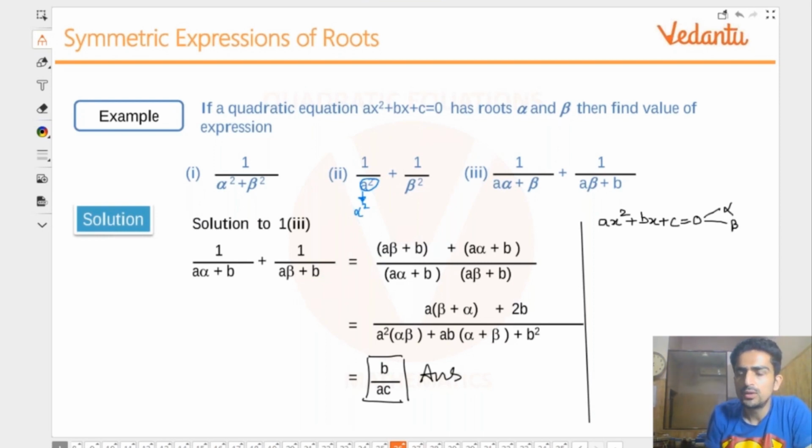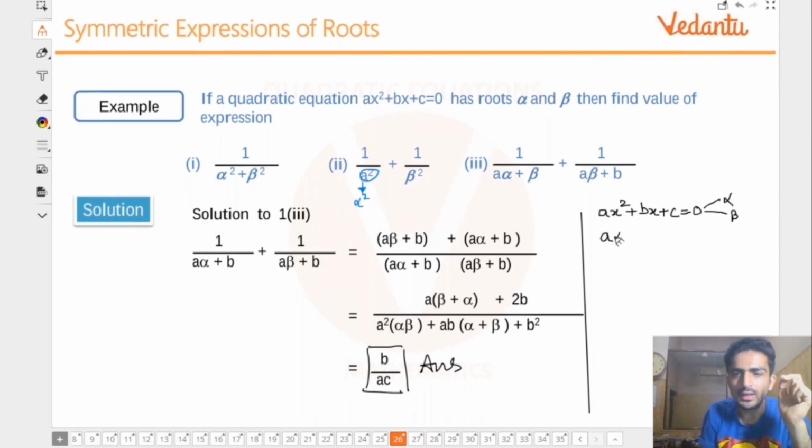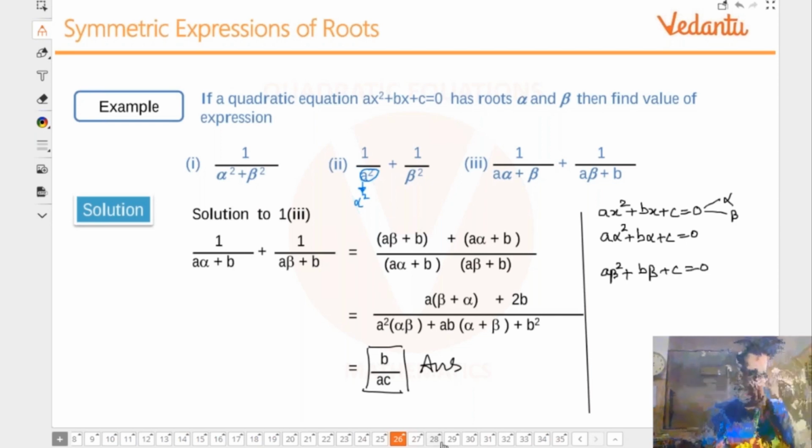Right? Now if alpha is root, clearly I can say a alpha square plus b alpha plus c is 0. And beta is root, I can say a beta square plus b beta plus c is 0. Root satisfies the equation. This is a very important point. In some questions it will be so strongly used. I'll give you one example right after this example where you will really enjoy that this basic thing, that root satisfies equation, is used like hell. Okay, first let me use it here. Now we want to calculate the value of this.